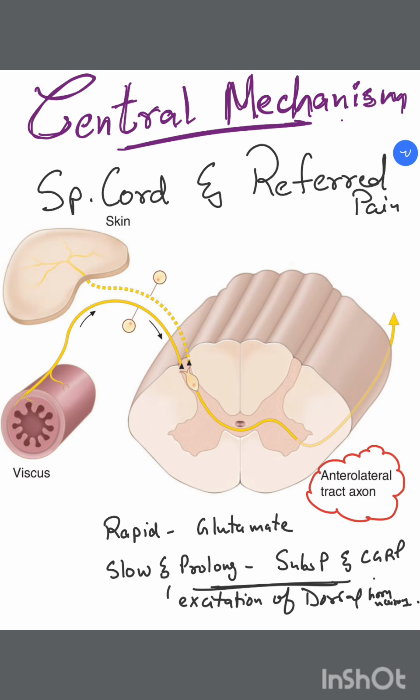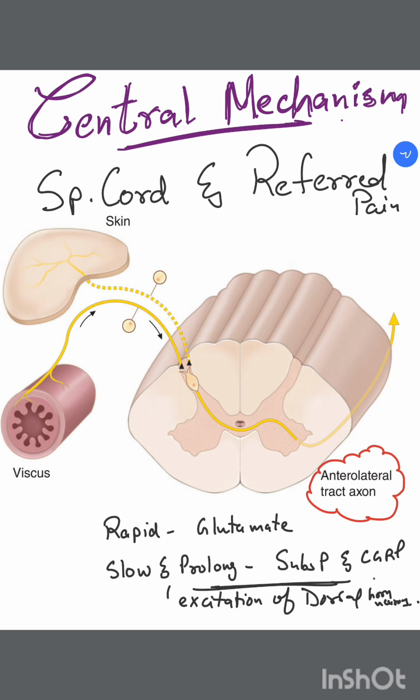Now we move to the central mechanism, how the pain is actually perceived by the brain, how it is transmitted. That thing we are going to learn. So as this image is given, this is a hollow viscus, it can be anything, and there is the skin. From that, we have our primary afferent nerve fibers. Call it A delta or C fibers, okay? Any of them. They have their cell body in the dorsal root ganglion, and they end in the dorsal gray horn.